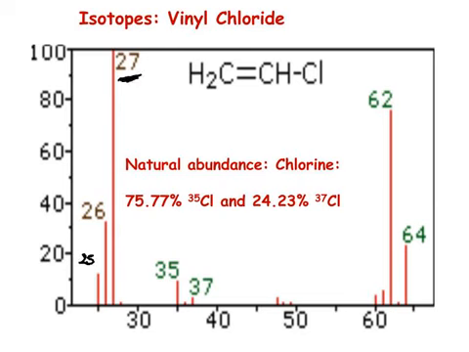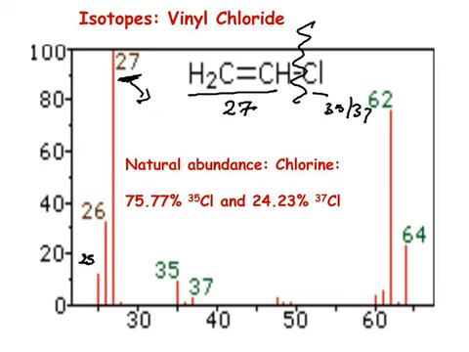Well, I think the 27 is relatively straightforward. That looks like it's fragmented the molecule like that, and that bit there will either be 35 or 37. And this bit here, of course, 2 carbons, 24, and 3 hydrogens, 3 ones are 3, that'll come out to be 27. So that particular one is being produced by a fragment which is CH2CH.